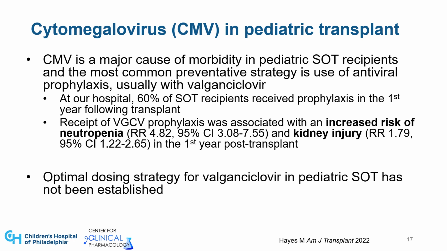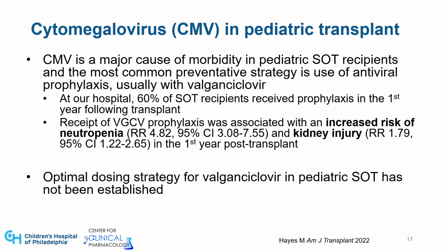But there are additional opportunities to utilize microsampling to benefit pediatric transplant recipients as well. Cytomegalovirus, or CMV, is a major cause of morbidity and mortality in pediatric solid organ transplant recipients, and the most common preventative strategy is to use antiviral prophylaxis, usually with valganciclovir. At our hospital, 60% of solid organ transplant recipients receive prophylaxis in the first year following transplant.